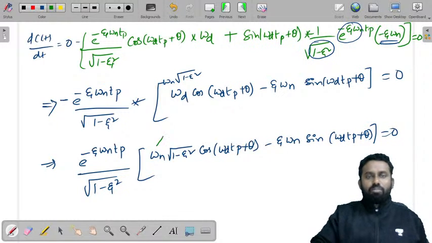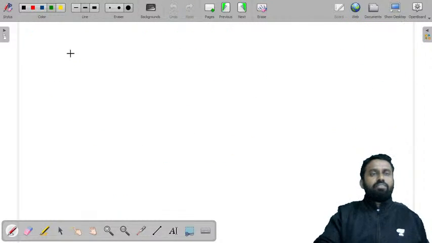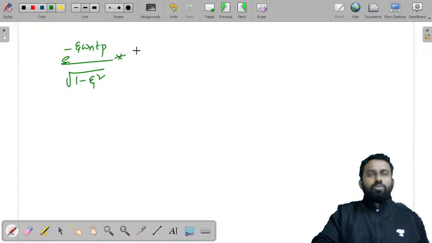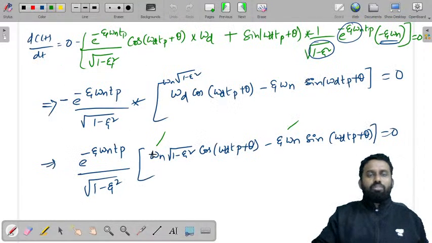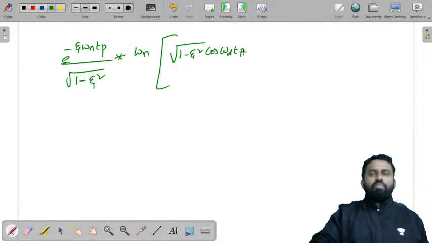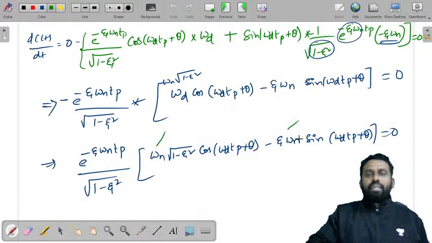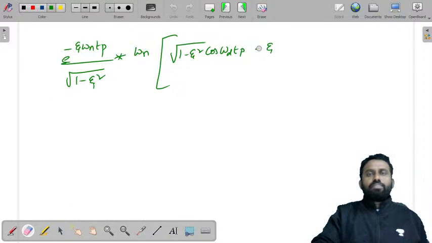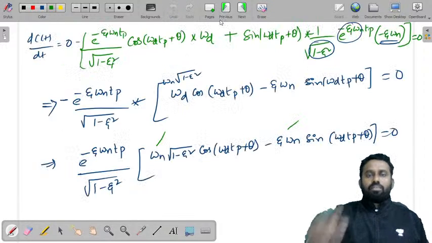Now you can also take common this omega n. So let's write that. e power minus zeta omega n tp by under root of 1 minus zeta square into omega n, I've just taken common this omega n. This is under root of 1 minus zeta square cos of omega d tp plus theta, and this is minus, I'm sorry, minus zeta into sin of omega d tp plus theta.